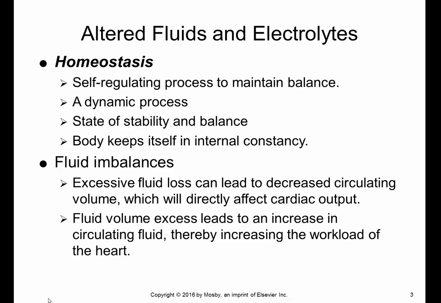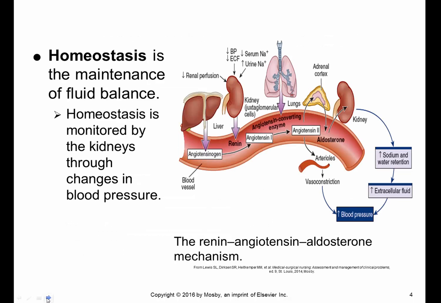We can have excessive fluid loss or fluid deficit. This is a decreased circulating volume, and that has a direct effect on the cardiac output. We can also have a fluid volume excess, which is an increase in that circulating volume and therefore increases the workload of the heart. And this is just kind of a schematic of how homeostasis is maintained.